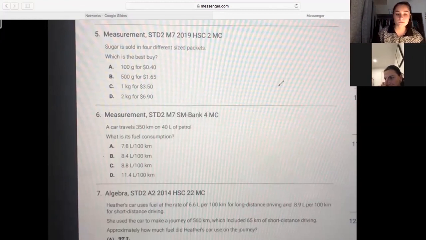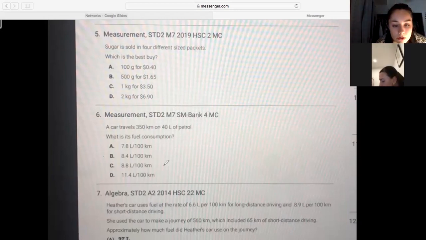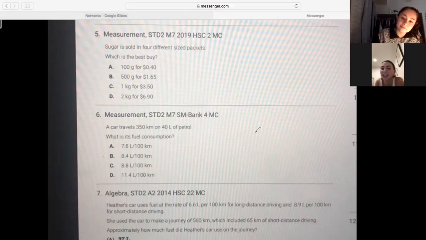No. You don't really, well, see if you can do it without the fuel consumption formula, because I know it is possible to do without the formula. Okay. But the formula is easier. Is it D? Yay! Yes. Oh my gosh, I'm so smart. Stop. How did you get it?